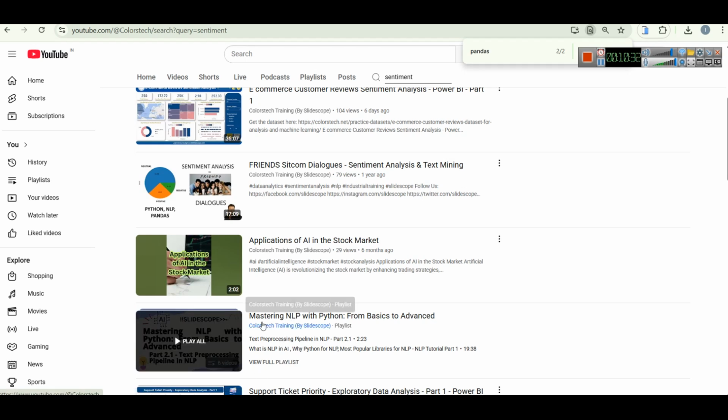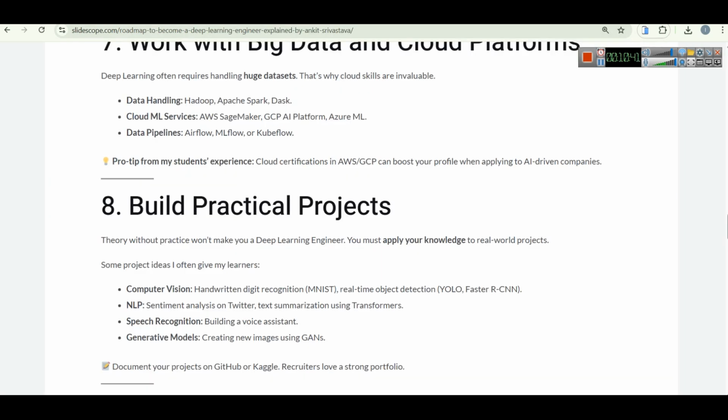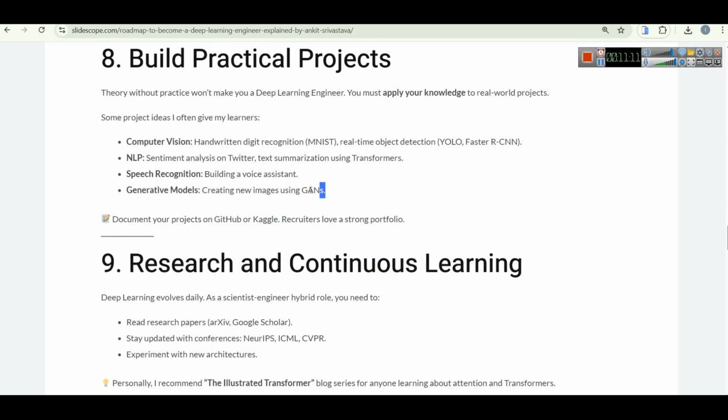Then we have 6 videos for mastering NLP. So these will obviously not make you a deep learning engineer by themselves, but whatever steps are written, they will help you, because you have a lot to capture and the time frame is also very big. It will take you at least 8 to 10 months to master all this. Then you have speech recognition. Building a voice assistant can be a project that you can do for speech recognition, and generative models like creating new images using GANs. We are working on this and it will be uploaded very soon.